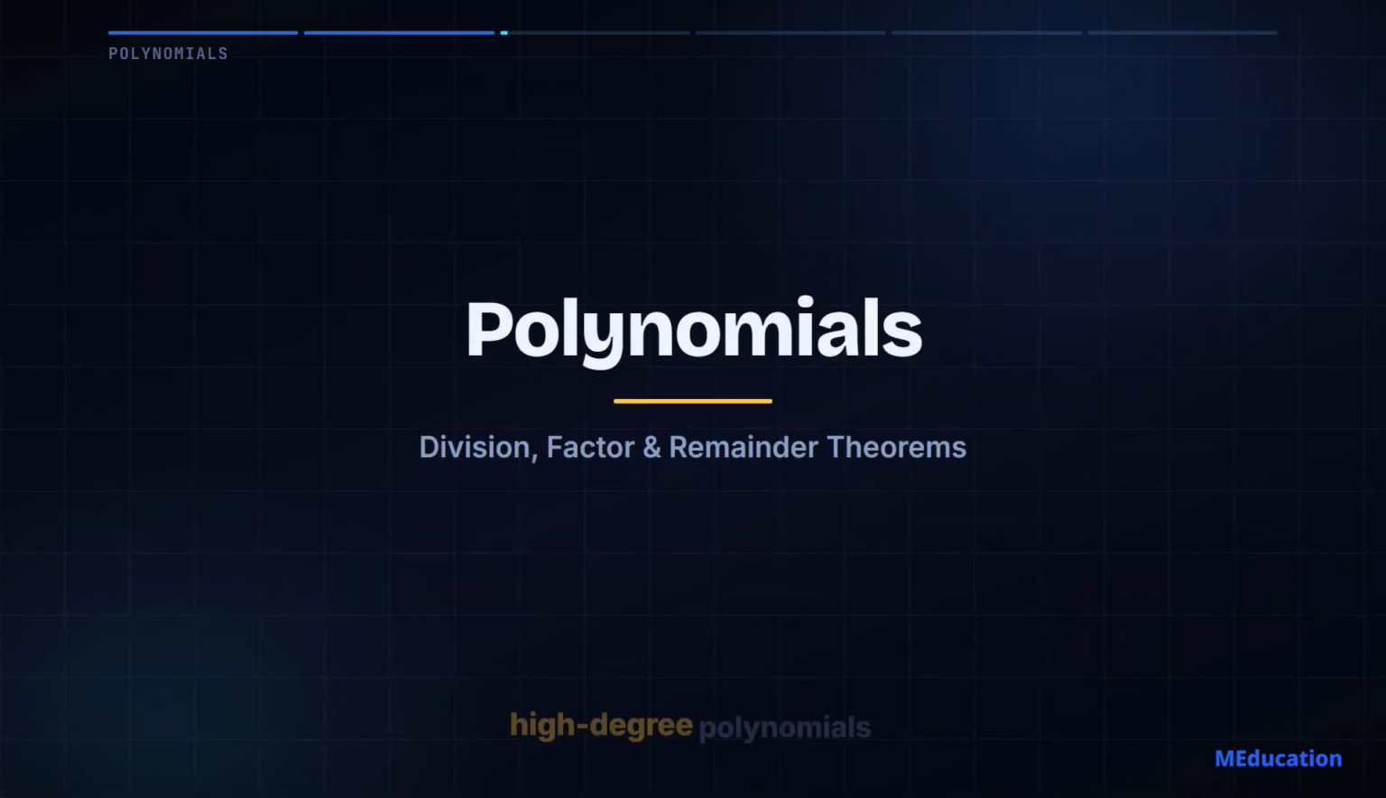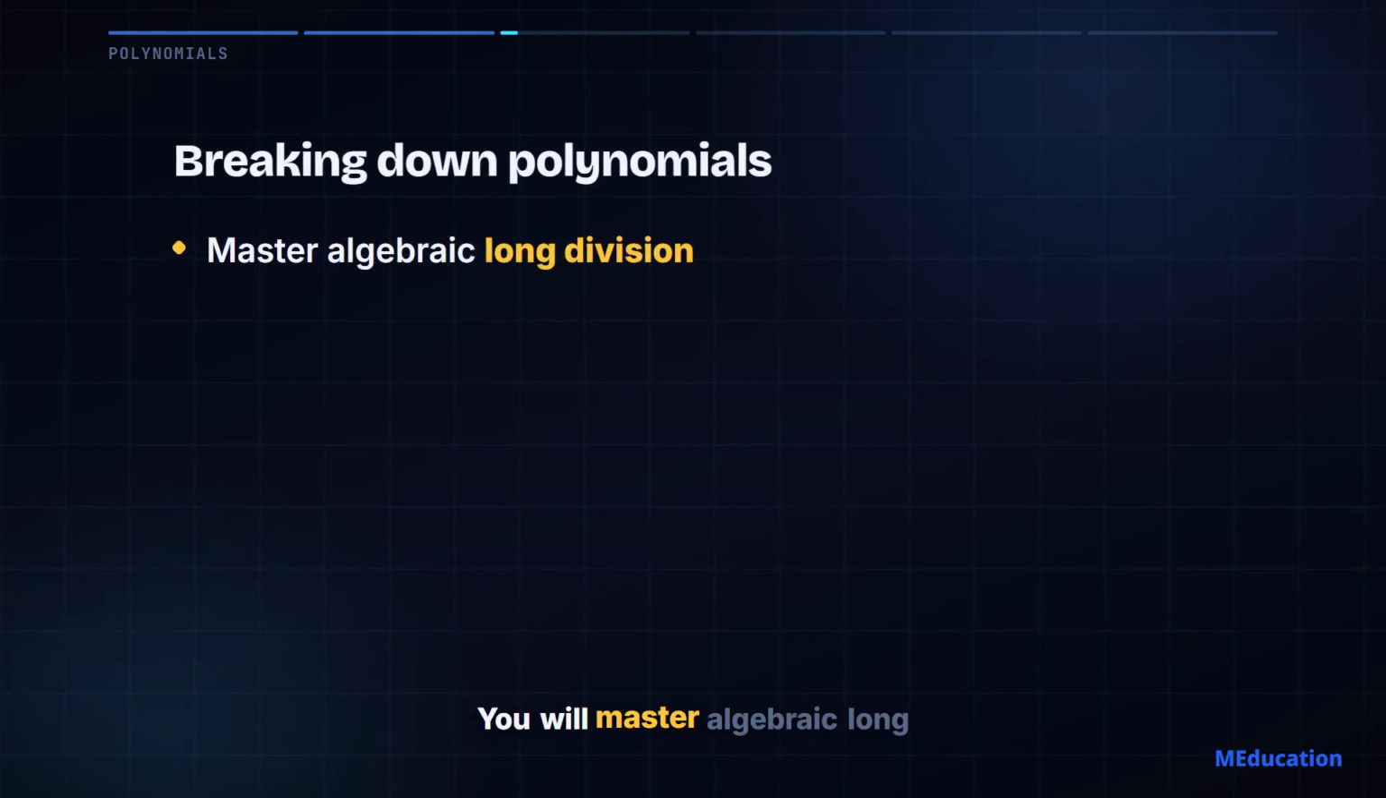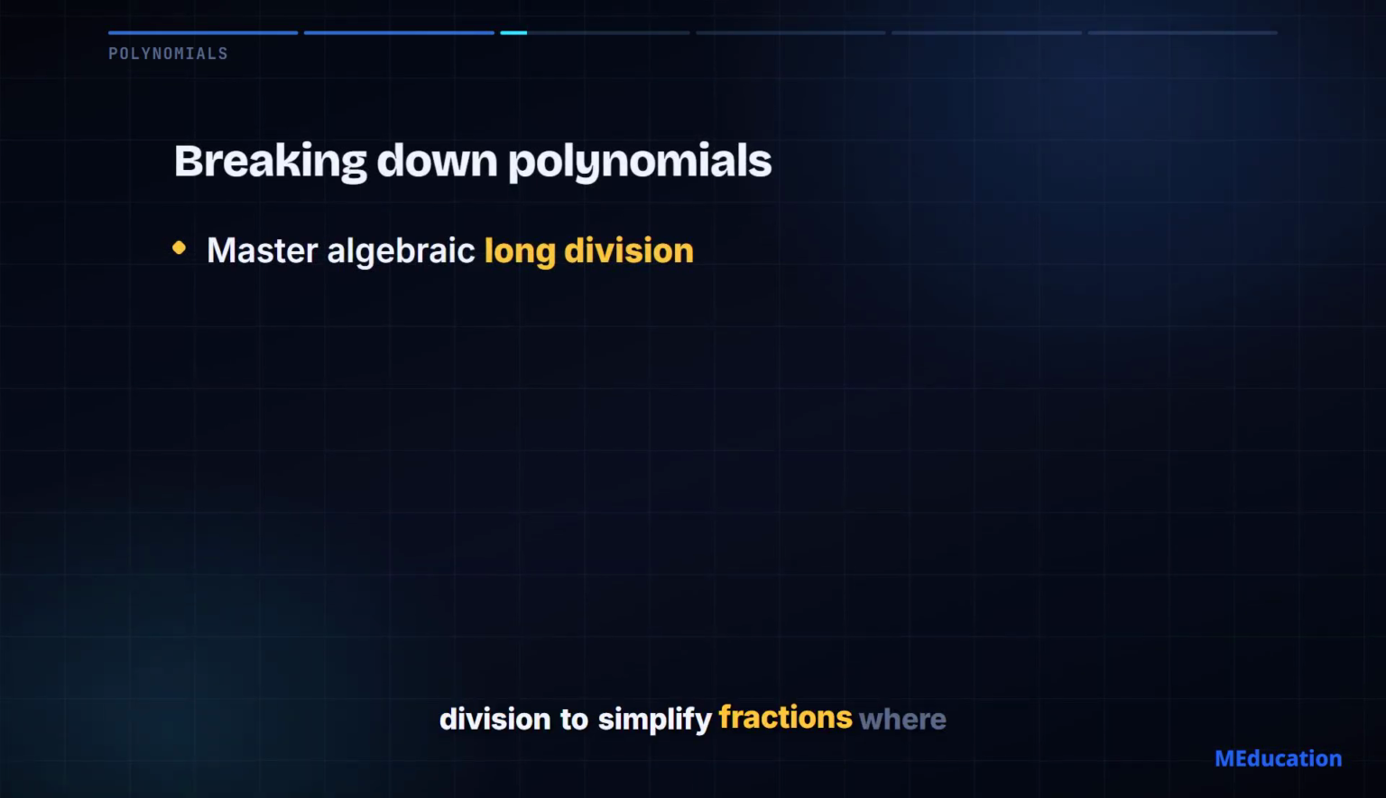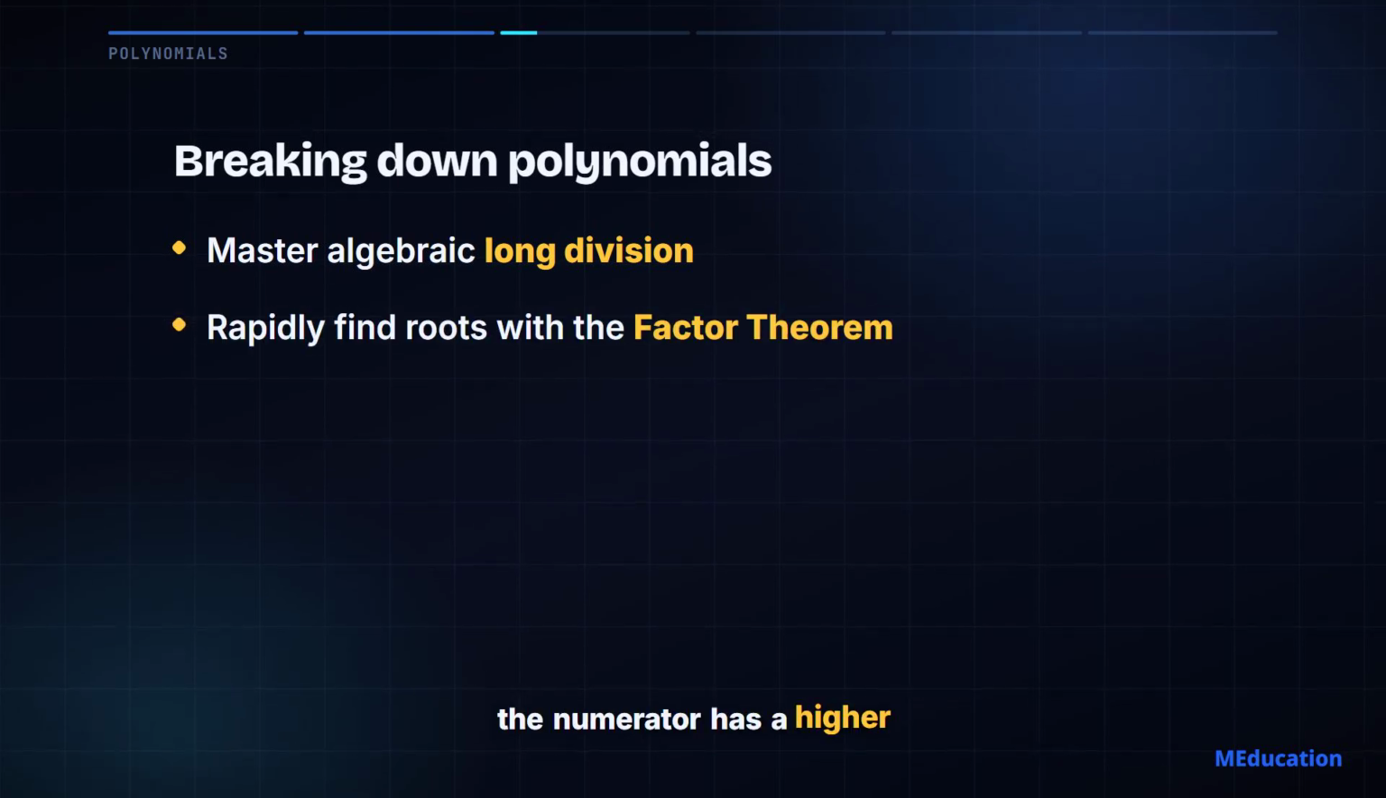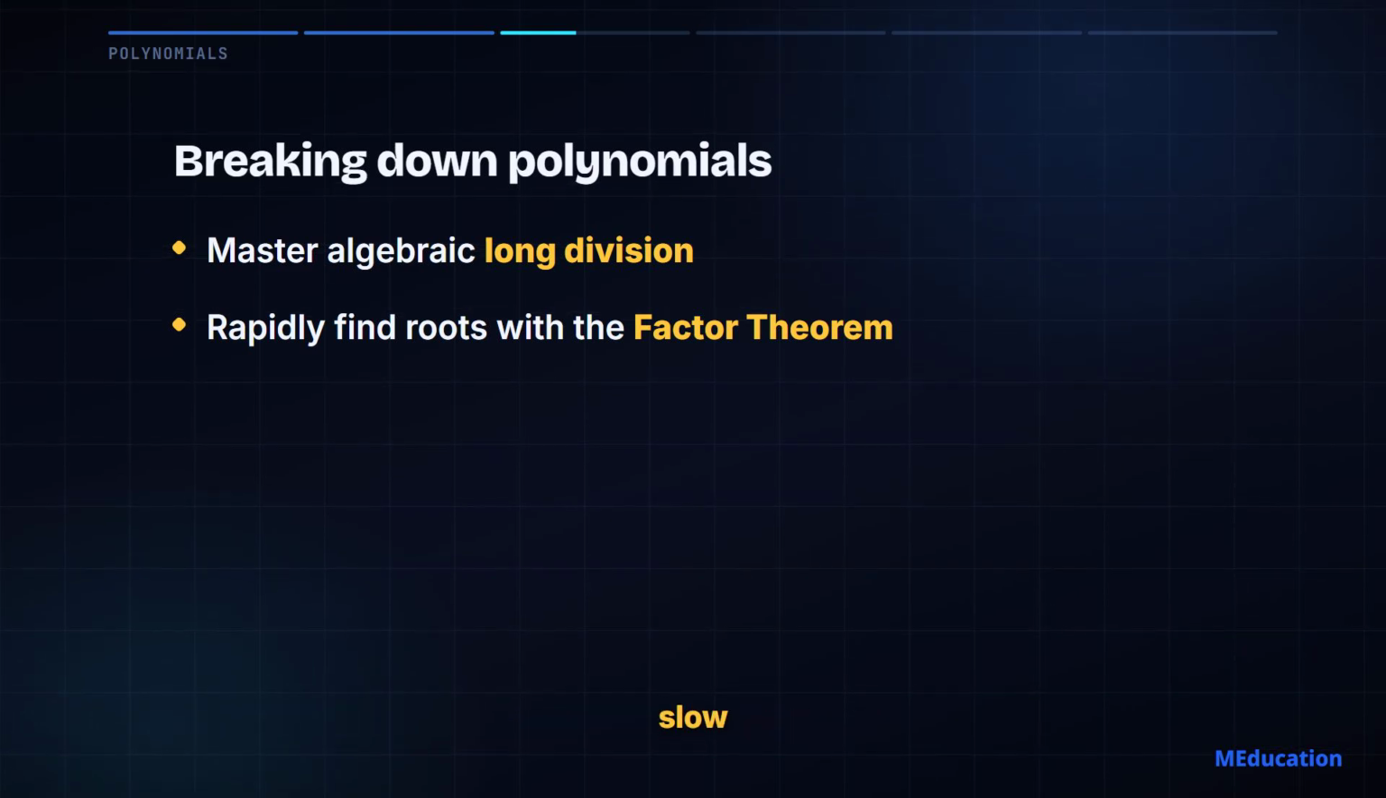Next, we tackle heavy, high-degree polynomials. You will master algebraic long division to simplify fractions where the numerator has a higher or equal degree to the denominator. But when you only need to find a root or a remainder, long division is simply too slow. That is where the factor and remainder theorems come in.